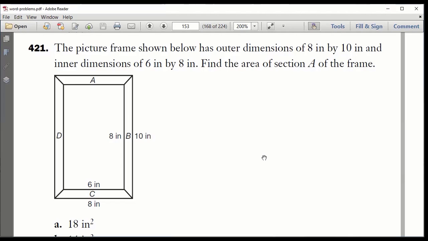So I want Tanishka. Tanishka, how will you solve this question now? We need the area of section A of the frame. We have sections A, B, C, D. How will you find it? Concept only. Are you there? Yes, sir, by multiplying 6 inches into 8 inches.